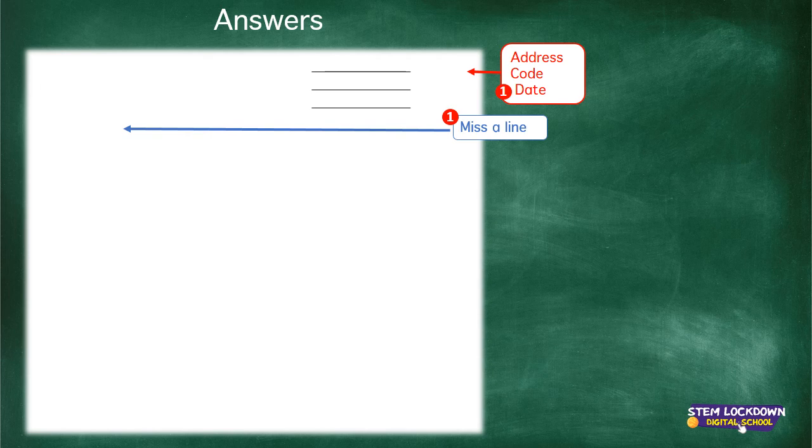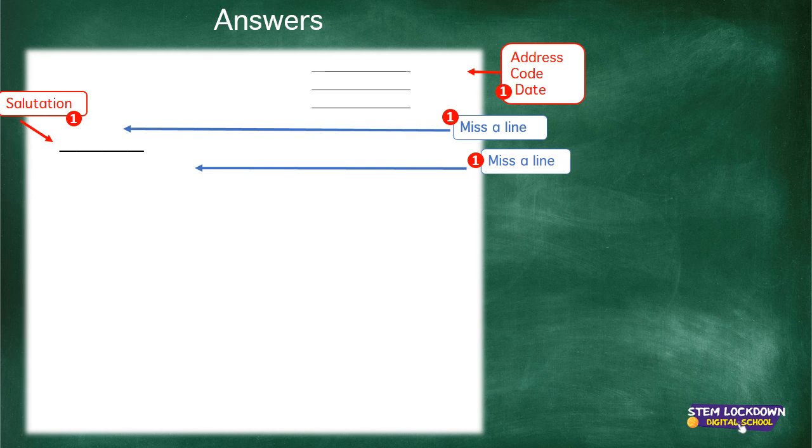Then you had to miss a line, so that's another mark. You get a mark for your salutation. It's called a salutation: Dear John, Dear Granny. You get another mark for missing a line.